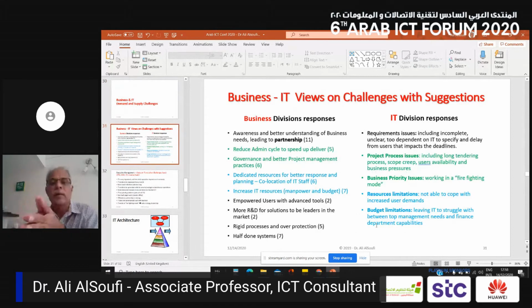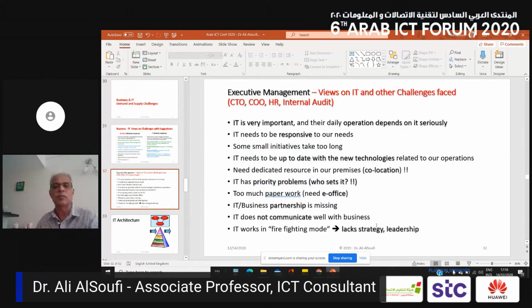Then I matched the responses from the business and the IT and asked, is there any commonality? I found commonality. The colors you find here, the green and the blue and the black, are matching. Some are different, but most of the points from both IT and business share the same pains. I've even met with the top management, the CTO and company, and even the chairman. I presented to them. I found some points here to be considered.